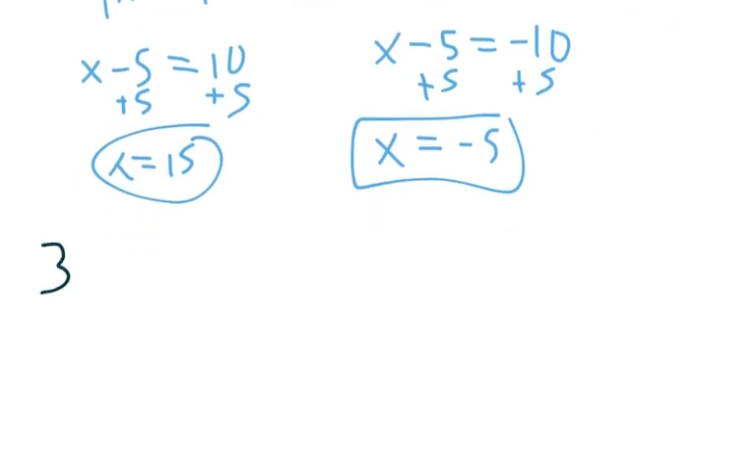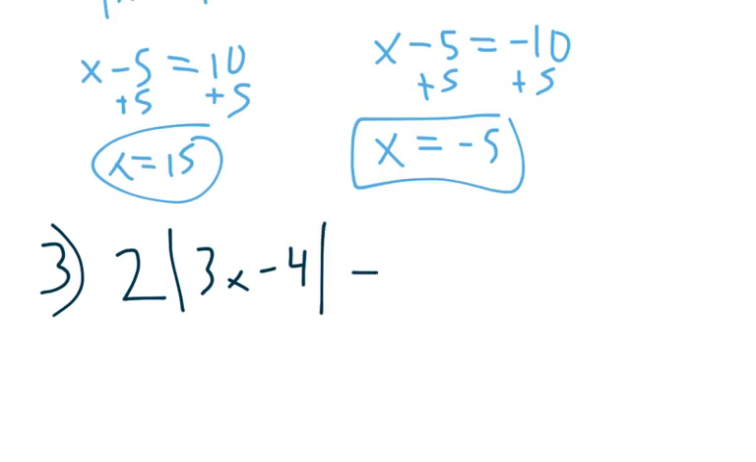So for our third example, let's say we have 2 times the absolute value of 3x - 4, minus 9, is equal to 1. Okay, here we've got a lot going on. However, you can think of it pretty much the same as 2a - 9 = 1. All right. So what we can do is try to get a by itself.